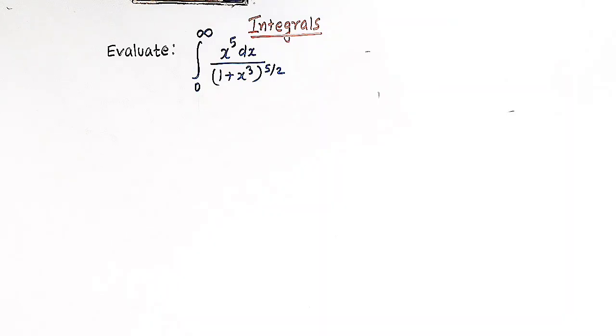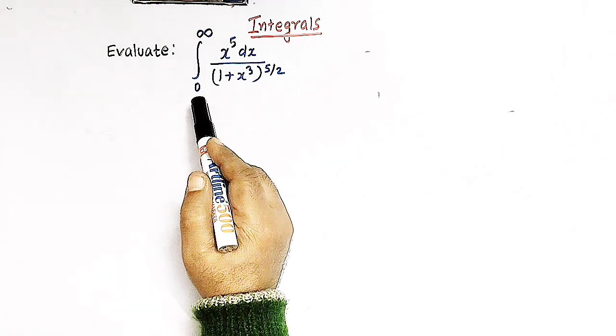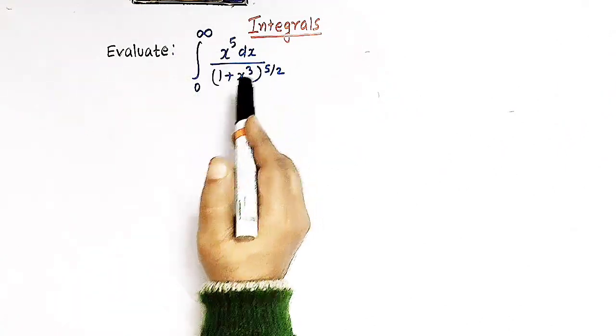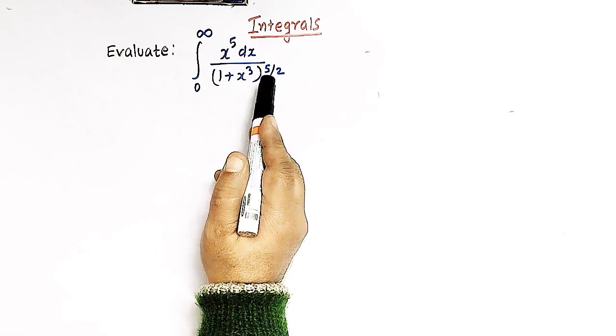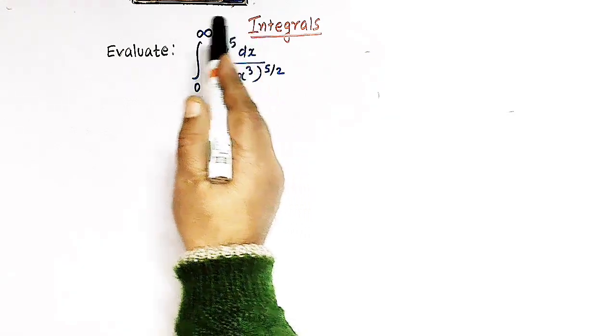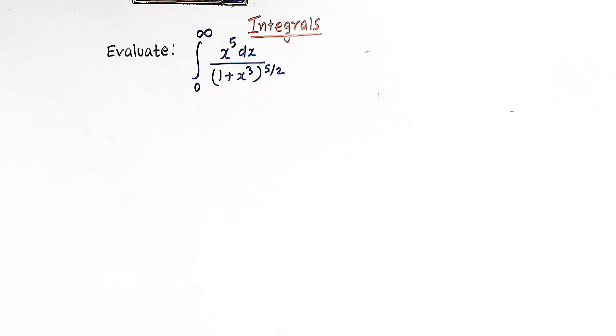Hello viewers, in today's session we are going to discuss another important problem from integration, and here we have to evaluate this integral from 0 to infinity of x raised to 5 divided by (1 plus x cubed) raised to 5 over 2 dx. And here we are going to make use of the concept of beta and gamma functions to evaluate this integral.